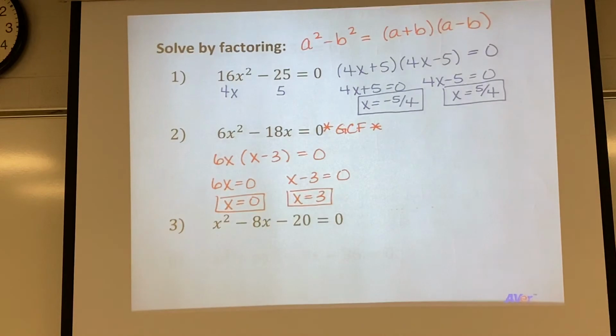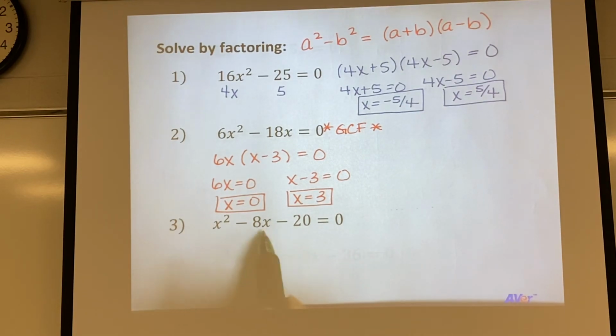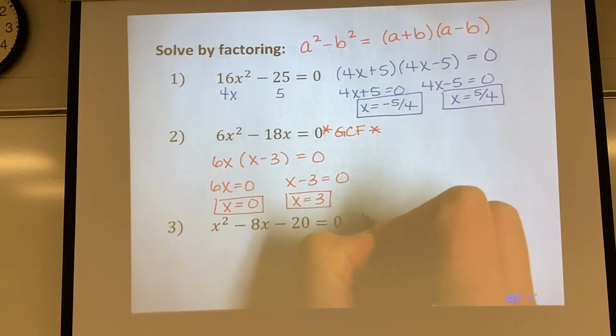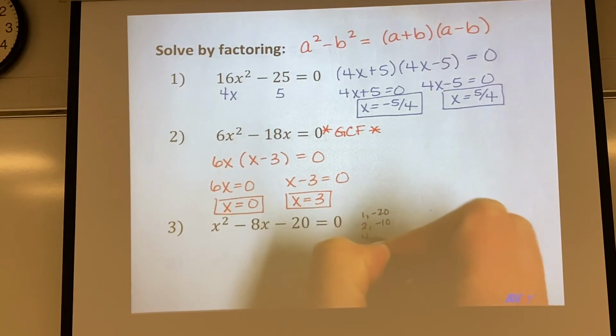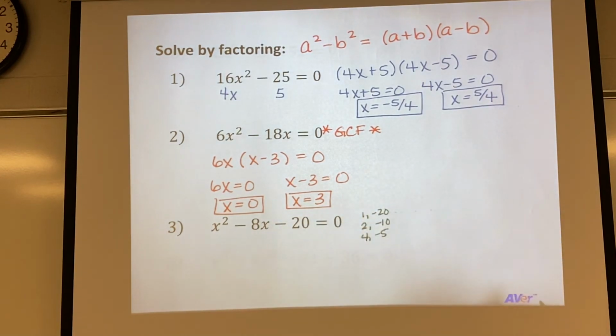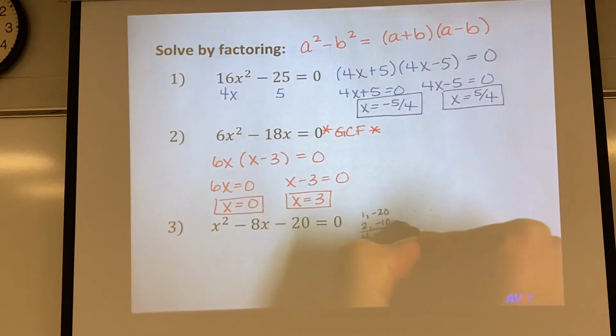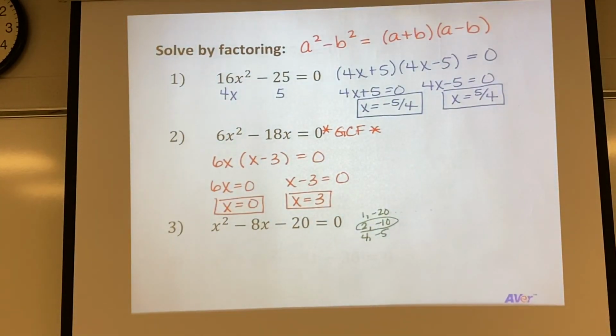Number 3 is a trinomial that we need to factor. Find something that multiplies to get -20 and adds to get -8. So we can think through the factors of negative 20. Some of you have told me that this is kind of your stumbling block. Well, you can always start with 1 and negative 20. Then go to 2 and negative 10. 3 doesn't go in. You can do 4 and negative 5. And you just keep going until you find a pair that works. Well, we actually already did. 2 and negative 10 add up to negative 8.